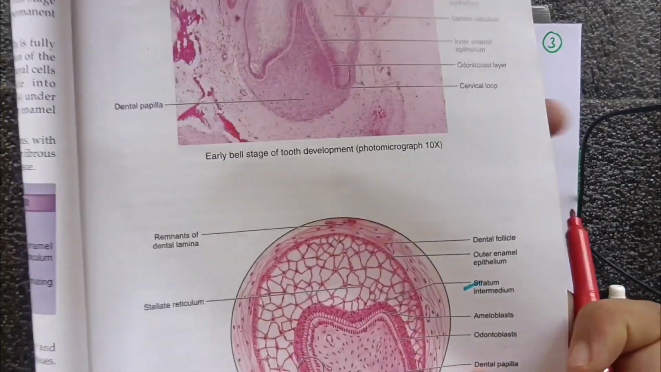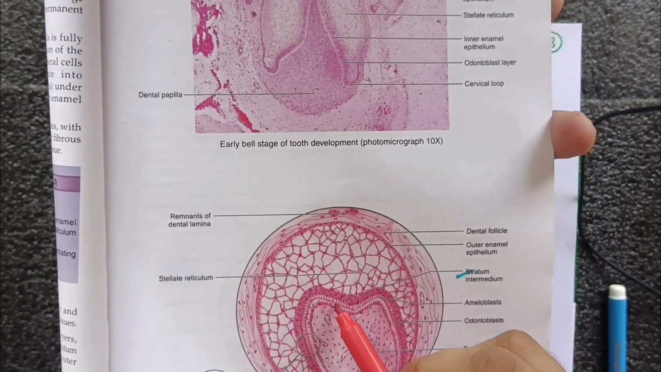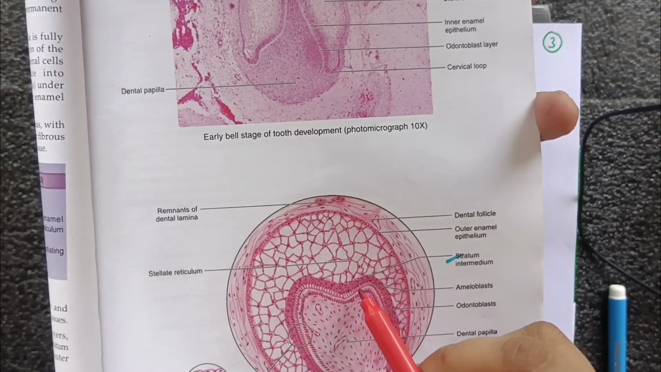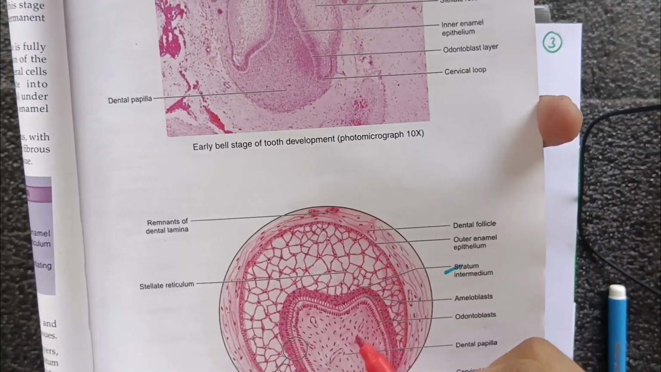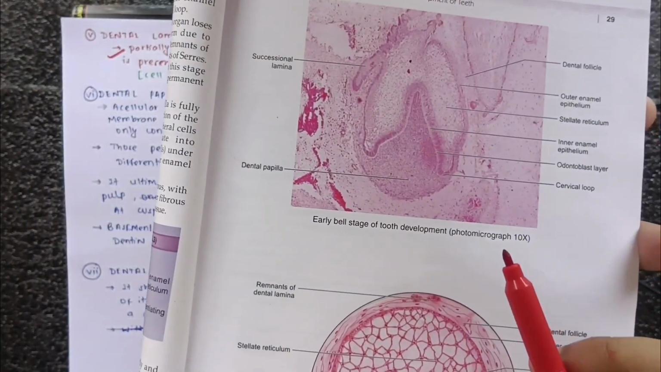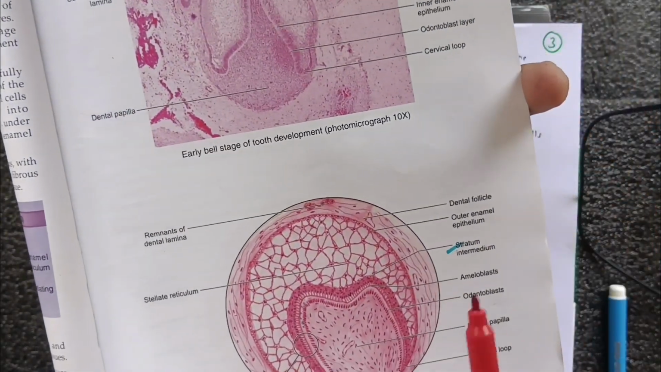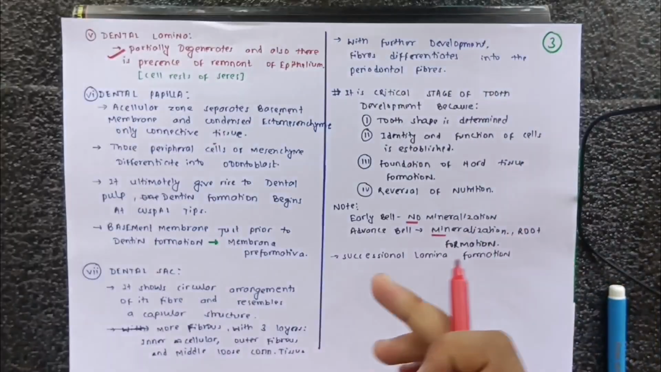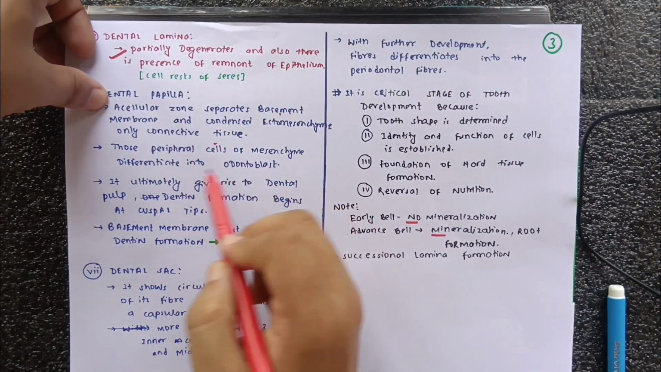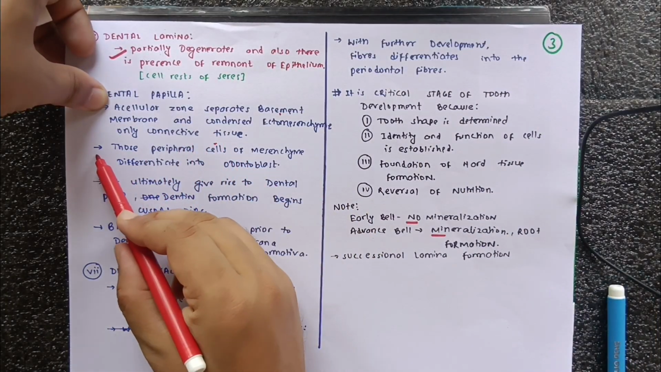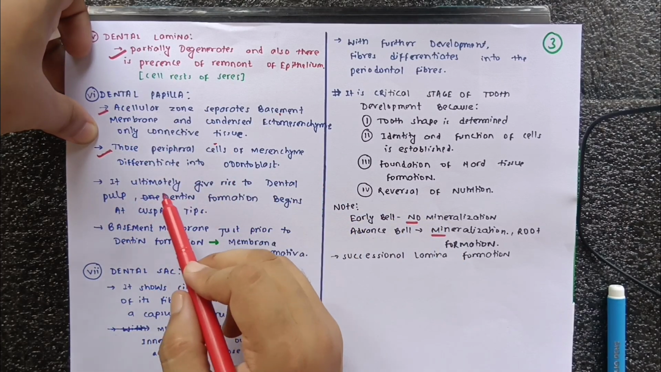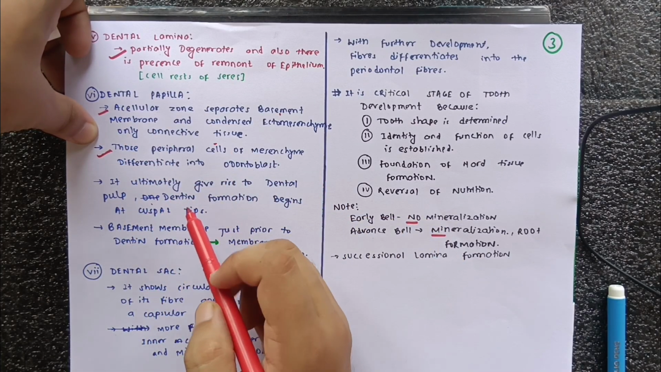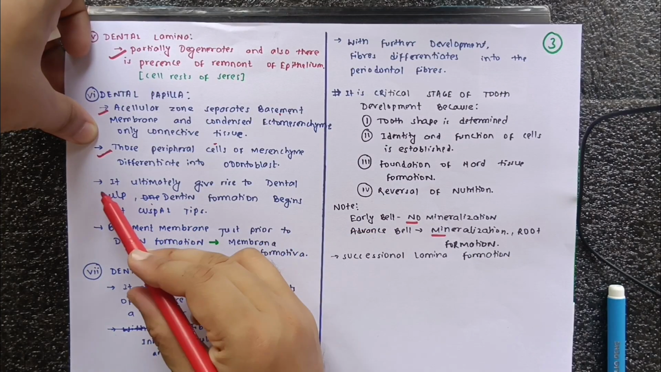So this acellular zone, present between the inner enamel epithelium and the odontoblastic layer of the dental papilla, is called the acellular zone, and it contains only connective tissue. After that, the peripheral cells of the mesenchyme differentiate into odontoblasts. The rest ultimately give rise to the dental pulp, and dentin formation begins at the cuspal tips.